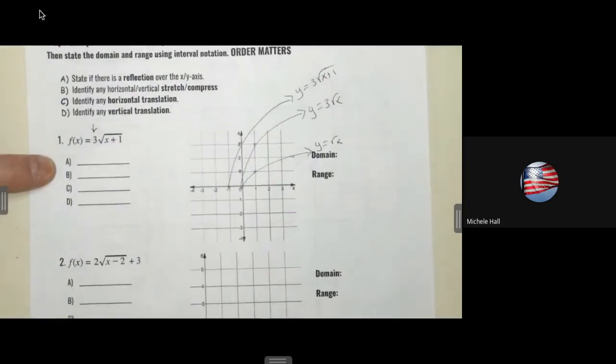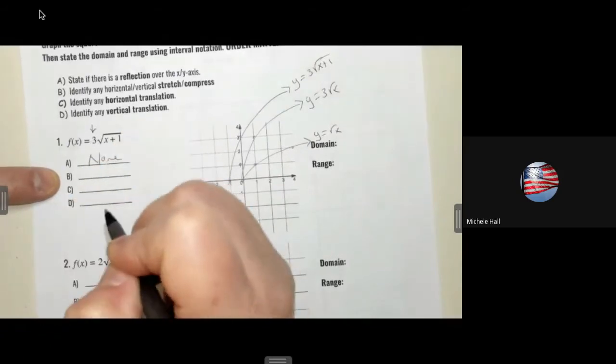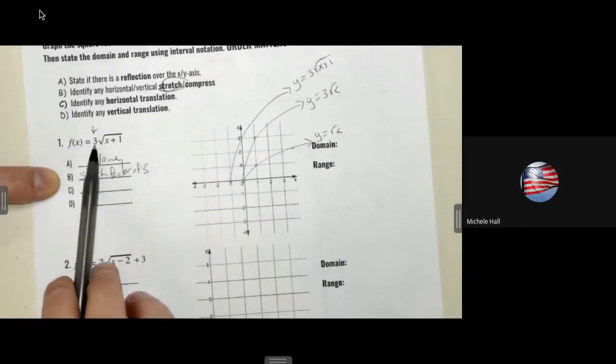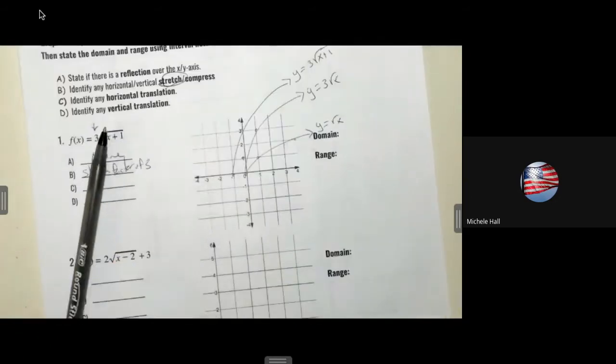And so I would have labeled each one of these. A, is there a reflection? None. B, identify a stretch or compress. It was a stretch, by a factor of 3. It was a stretch because it was a 3, but if it was a 1/3, then it would be compressed down here. But now with the x, if there was a 3x, would it be a stretch or compress? Because it's the opposite thinking, it's with the x. So if it was 1/3, then it would be stretching it. If it was a 3, it would be a compress. Okay, that's what 1.6 is about.